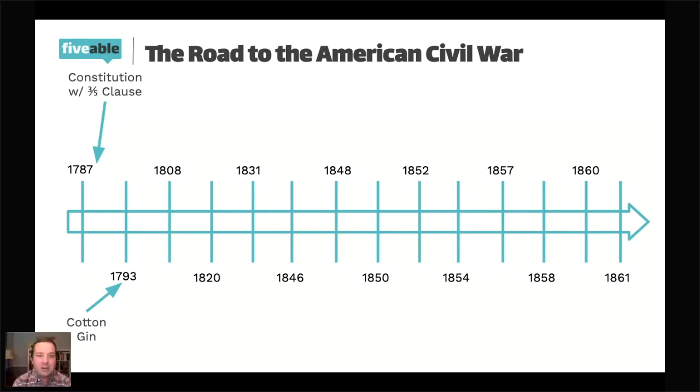1808 is going to be an important year because 1808 is the end of the slave trade internationally anyway. So the slaves are no longer able to be imported. That was a compromise that was part of the Constitution.